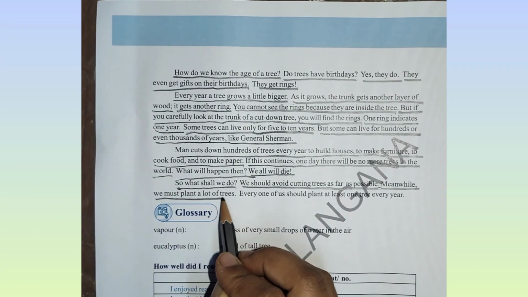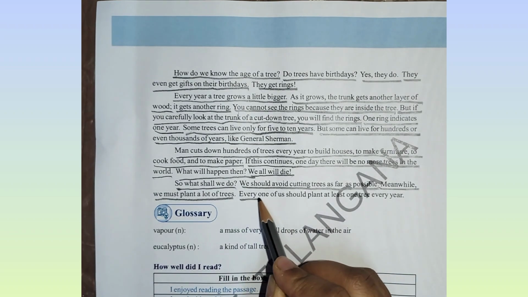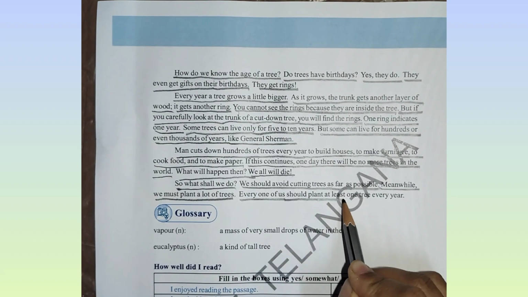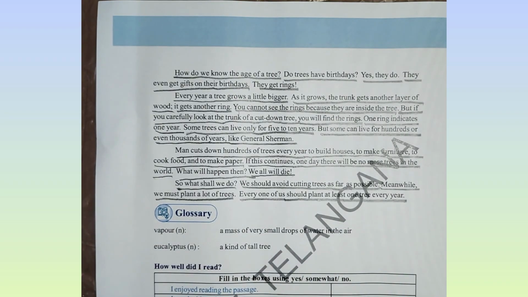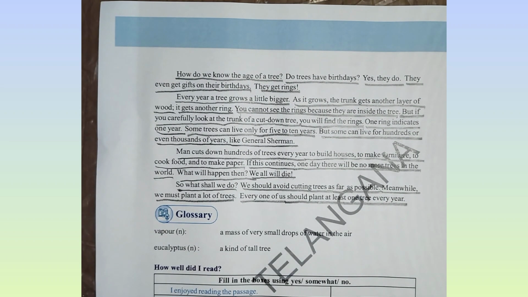Meanwhile, we must plant a lot of trees. Apart from this, start planting trees. Planting a tree is giving birth to a tree. If you plant a tree, you are giving birth to one tree. Everyone of us should plant at least one tree every year.